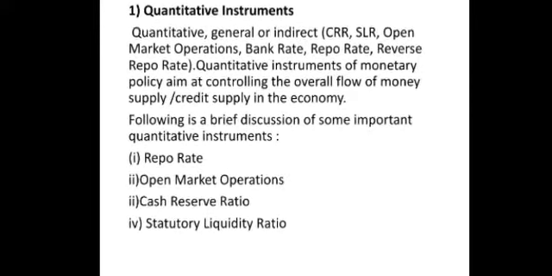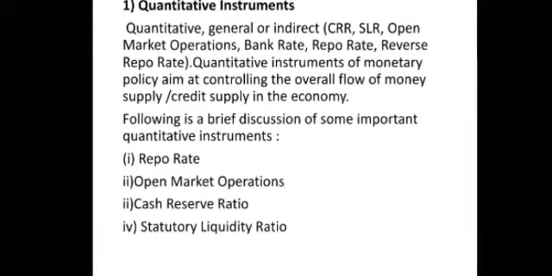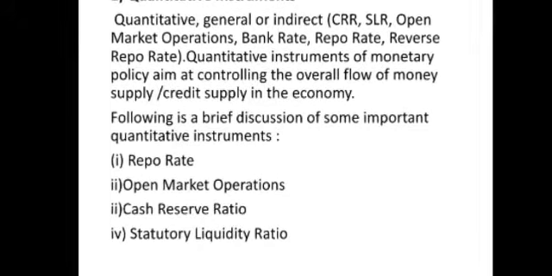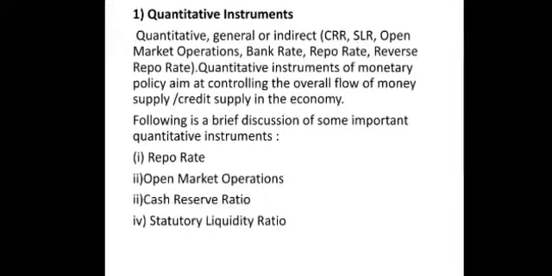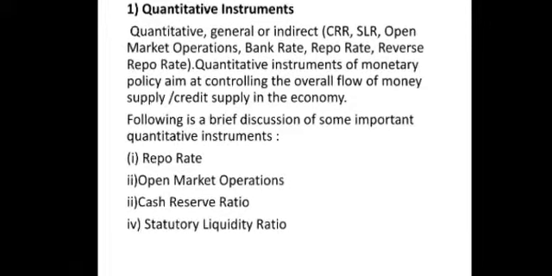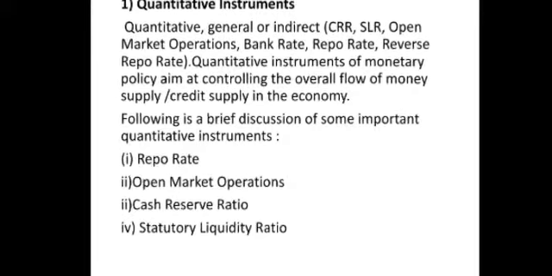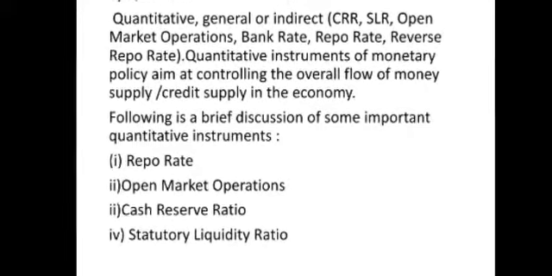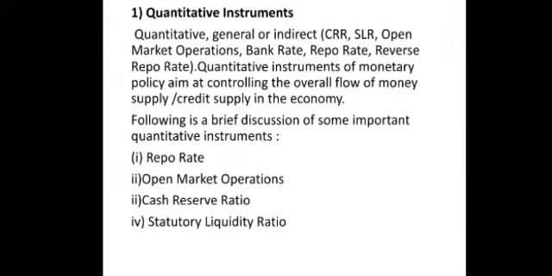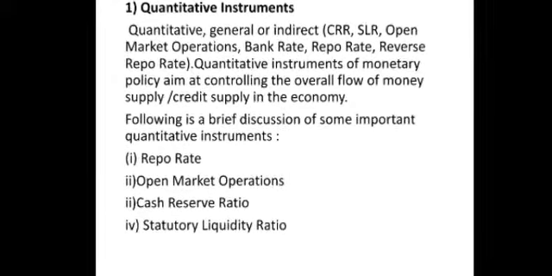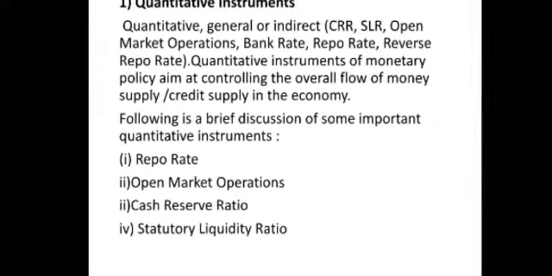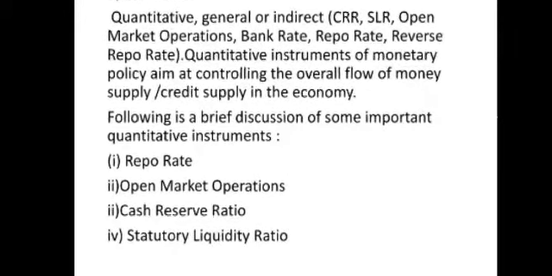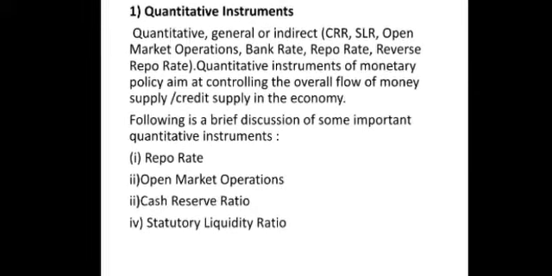Number 2, open market operation. When the Central Bank of a country buys or sells securities in the open market, it is called open market operation. If the market is to be contracted, the Central Bank begins to sell securities in the open market. On the contrary, if the Central Bank wants to expand credit, it begins to buy securities in the open market.